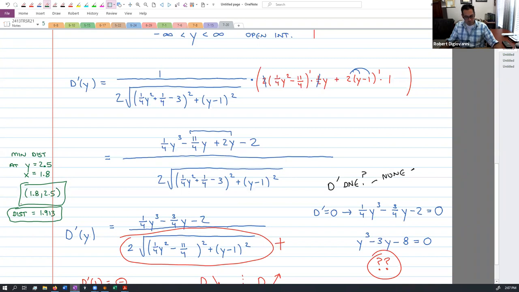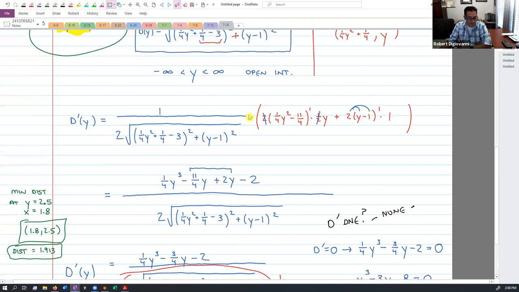Okay. How was that? Was that all right? It all makes sense? Took some practice, but yep. We did have to wave our hands though, right? We still have this open question of how do we solve this cubic? We'll get to that.